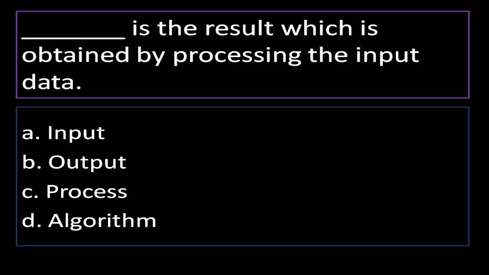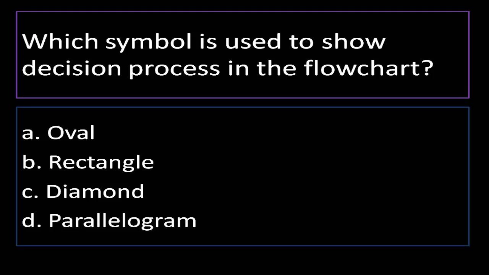Dash is the result which is obtained by processing the input data. Option A input, option B output, option C process, option D algorithm. And the right answer is option B output. Which symbol is used to show decision process in the flow chart? Option A oval, option B rectangle, option C diamond, option D parallelogram. And the right answer is option C diamond.